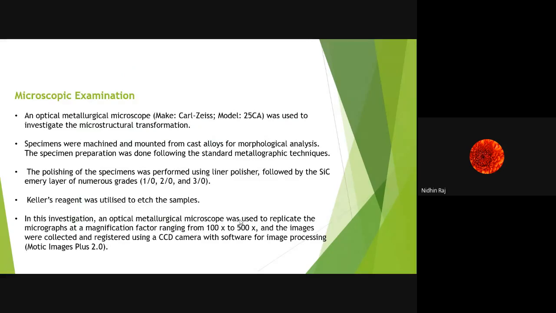Now, next, I would like to talk about the microscopic examination that was carried out. A metallurgical microscope, that is Carl Zeiss microscope, was used here for the microstructural observation. The specimens were machined and mounted for morphological analysis. The specimen preparation was done according to standard metallographic techniques. The polishing of the specimens was carried out using a linear polisher followed by silicon carbide emery paper of numerous grades. Keller's reagent was used as the etching agent. In this study, an optical metallurgical microscope was used to capture the micrographs at a magnification ranging from 100 to 500x, and the images were collected and registered using a CCD camera with image processing software, Motic Images Plus 2.0. So these are the specifications of the microscope that was used.